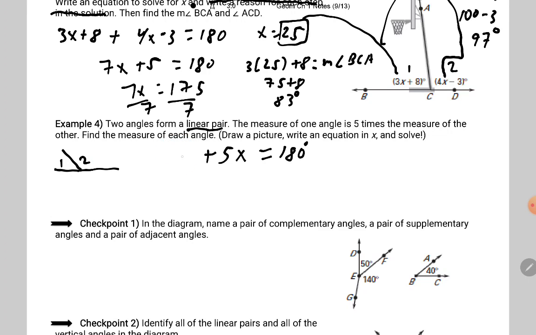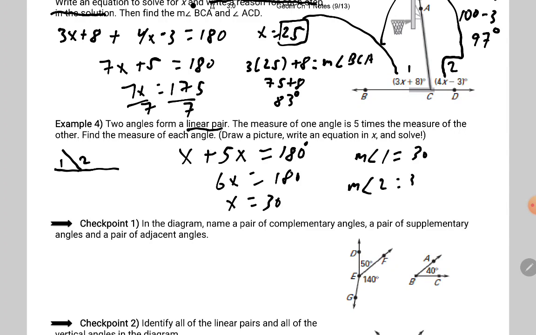Angle 1, we call that x. And then angle 2 is 5 times bigger, so we call it 5x. So we get 6x equals 180. So x equals 30. Now I can plug it back into the original equation. So measure of angle 1 is 30. Measure of angle 2 is 30 times 5, which is 150. And to make sure that you're correct, 30 plus 150 does indeed equal 180.